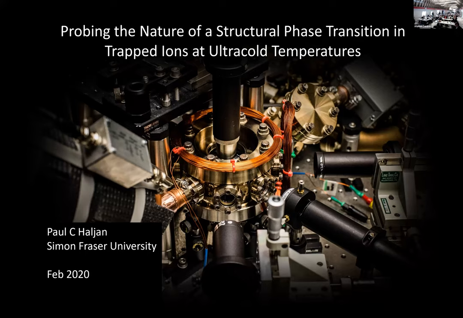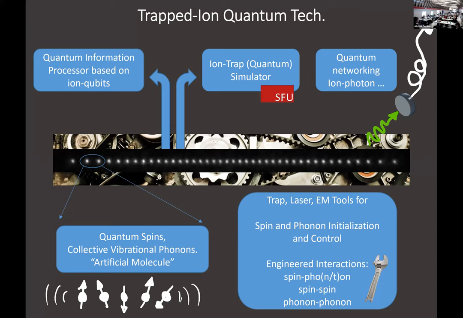Today, I'd like to tell you about some of our work at SFU, an ion trapping lab, also using ytterbium, looking at a prototype phase transition. My first slide is to try and put this in the context of ion-trap quantum technology, some of which Boris gave us a tutorial on just previously. For ion traps, the quantum technology encompasses quantum computing, so quantum information processing; quantum simulation, which you could consider a subset of that; and then quantum networking, so connecting remotely via photons, for example.